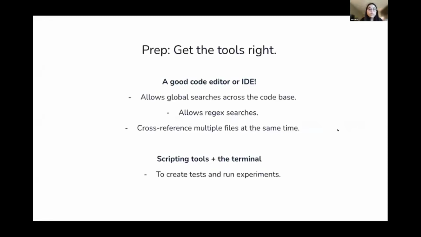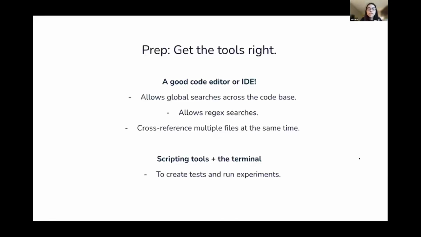One of the absolute essential tools is a good code editor or an IDE that you can use to interact with the code. And there are three things that you should be looking for in a good IDE for a source code review. One of them is that you want an IDE or a code editor that allows for global searches across the code base. You'll see why later, because we'll be searching for vulnerable signatures in code across the entire project. And a lot of the time, that's how you find vulnerabilities, right?